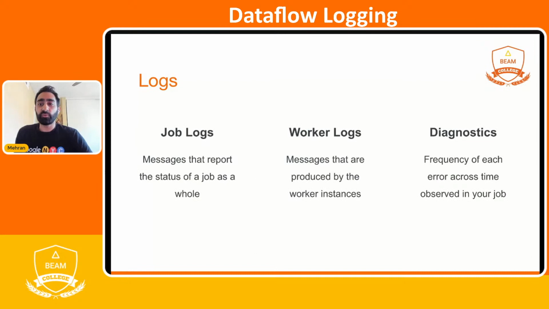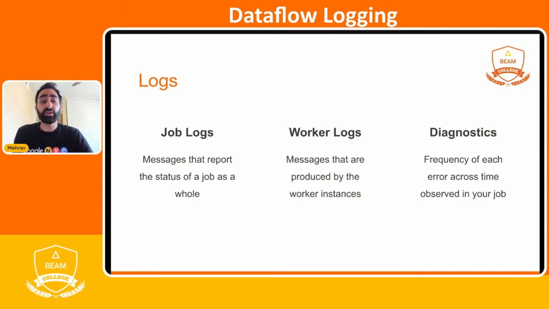Just to refresh your memory on what these respective things are. Job logs are messages that report the status of the job as a whole. This will also reflect any errors that are happening on the workers that get propagated to the job, but also reflects the orchestration of workers and some of the messages that the Dataflow service is propagating to your job.